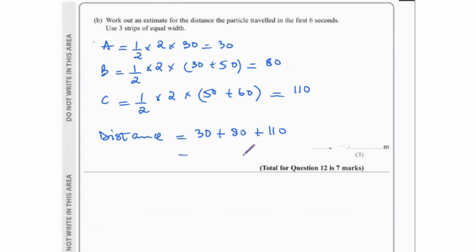That's going to give us 220 meters as the distance. So once again, slope of a velocity time graph is acceleration, and area under the graph for a velocity time graph is your distance. For a distance time graph, the slope is your velocity.